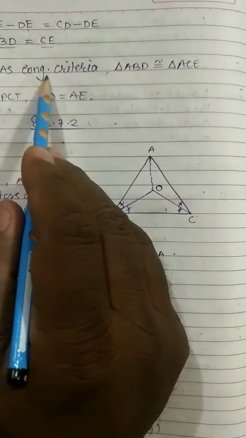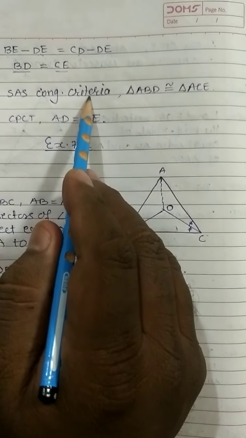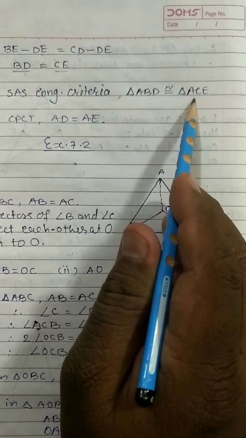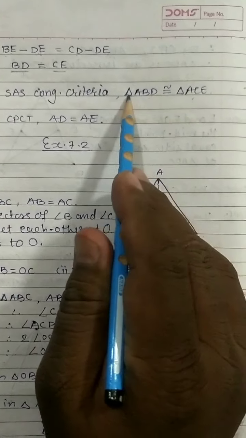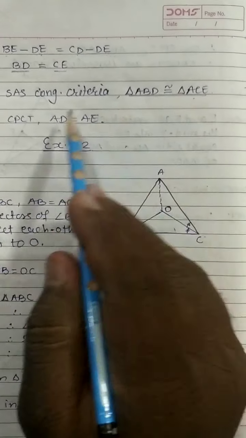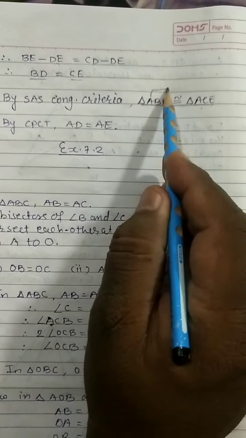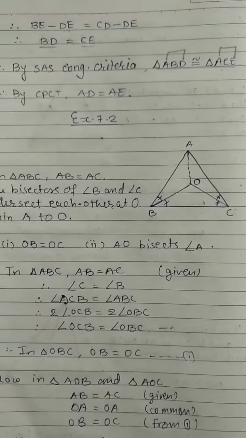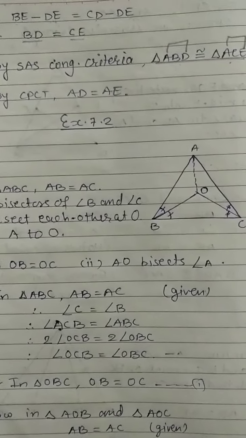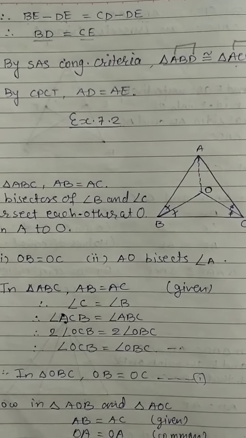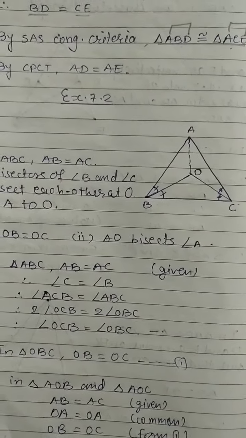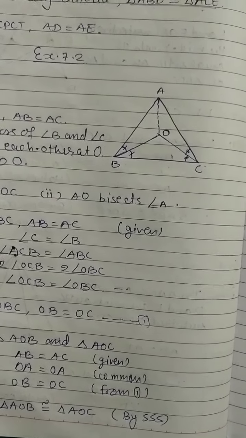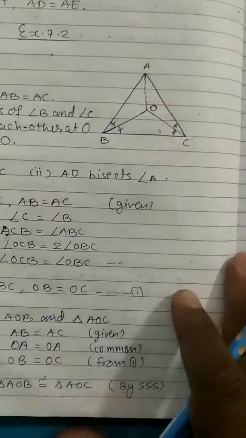And so by SAS congruence criteria, we can say ABD is congruent to ACE, right? And if they are congruent, so can I say now by CPCT, AD is equal to AE, right? By CPCT, we can say AD is equal to AE. Okay. Some more questions from exercise 7.2 of the same logic. Check that.